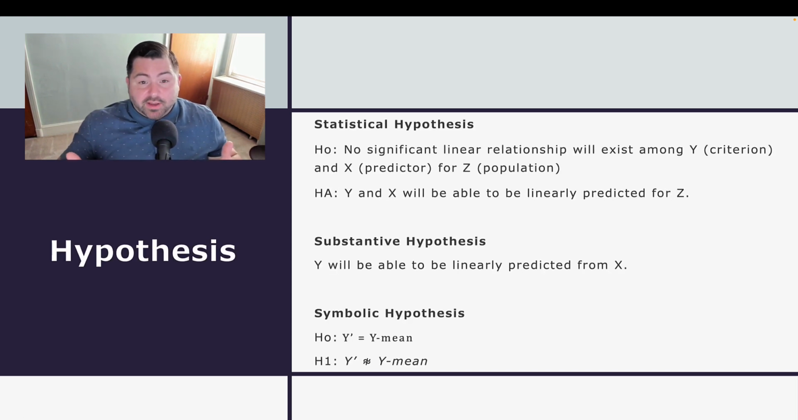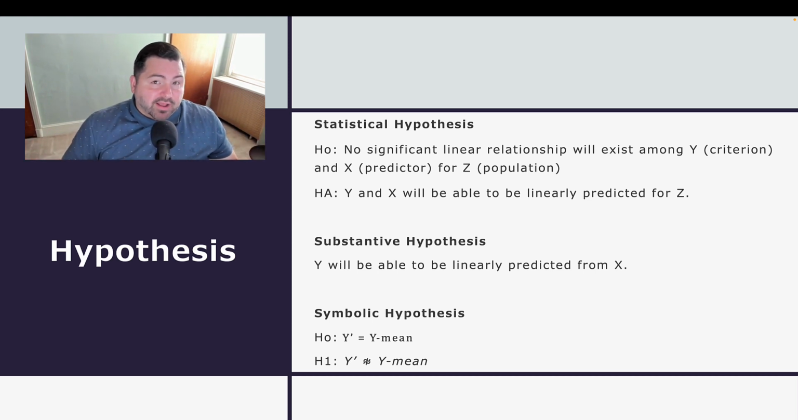Our statistical hypotheses would start with the null and the alternate hypotheses, just like we've done all term. The null hypothesis would declare that there's no significant relationship between the Y criterion and the X predictor in a given population Z. The alternate, of course, would state that there will be a linear relationship, and therefore a linear prediction, between my Y criterion and my X predictor in Z.